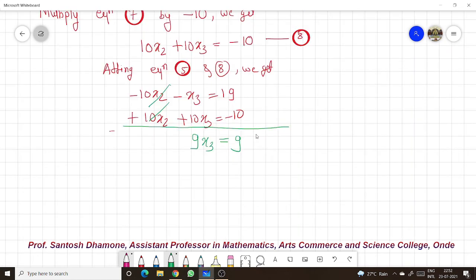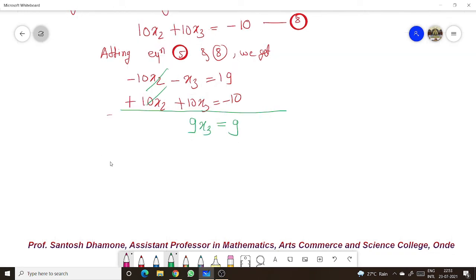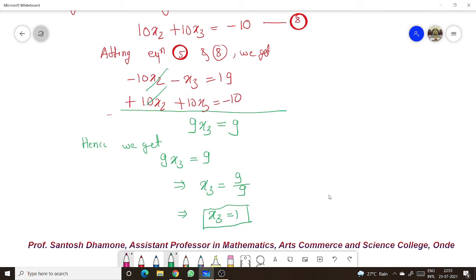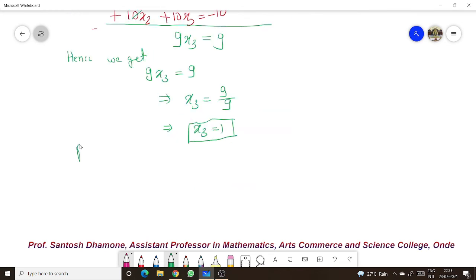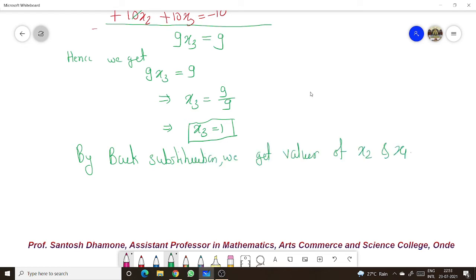Okay, we get one equation, hence we get 9x3 is equal to 9. This implies that x3 is equal to 9 upon 9. This implies that x3 is equal to 1. That is, we get value of x3 is 1. By back substitution, we get values of x2 and x1.